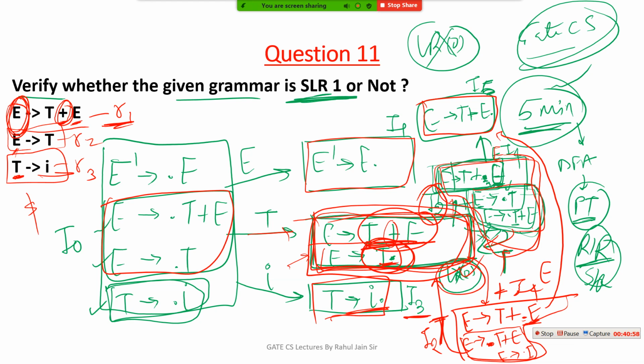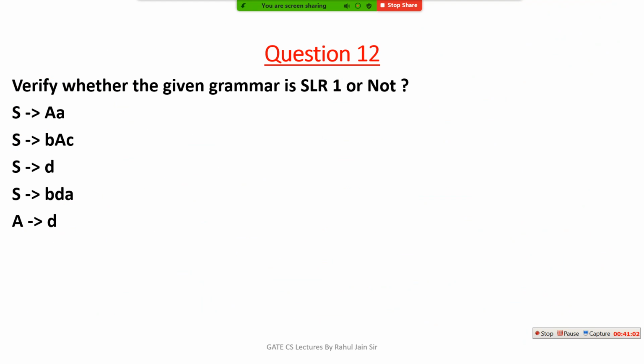Just comment, just comment. Okay, good. So the next question, guys, very very important. Verify whether the grammar is SLR1 or not. It is an ISRO question, and just solve it. I am giving you typically 3 minutes to solve this question. You can solve it in less than 3 minutes. Just solve it and answer me whether it is SLR1 or not. Do it early, do it fast.